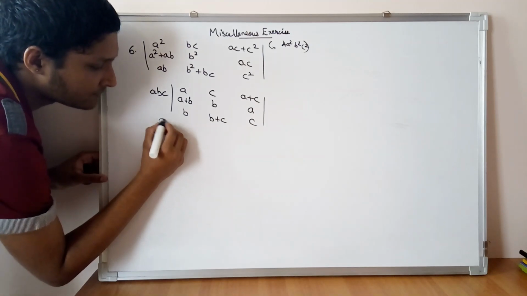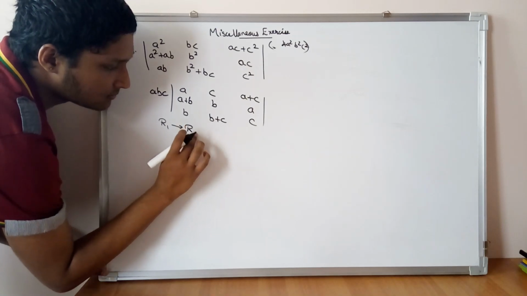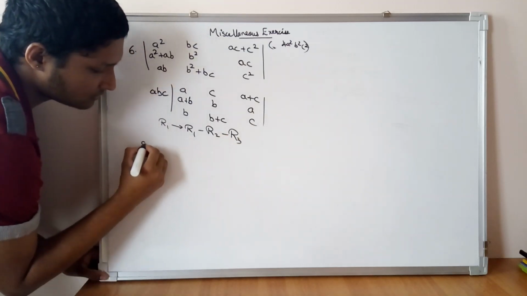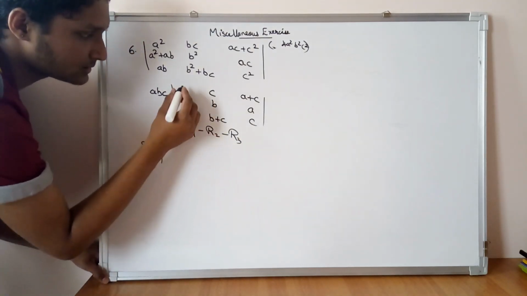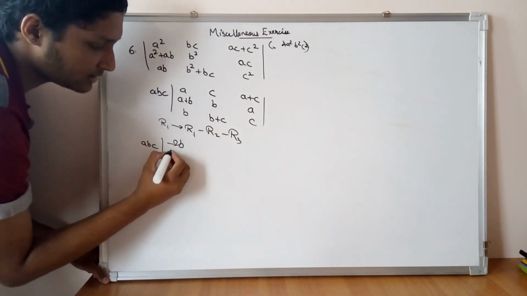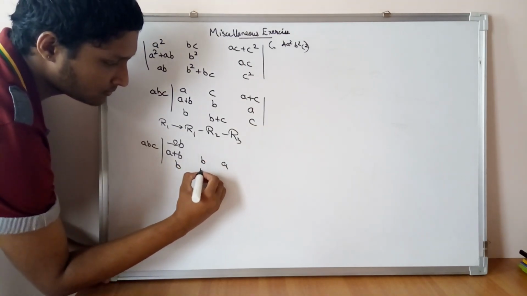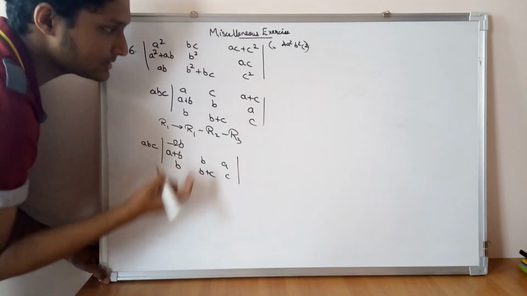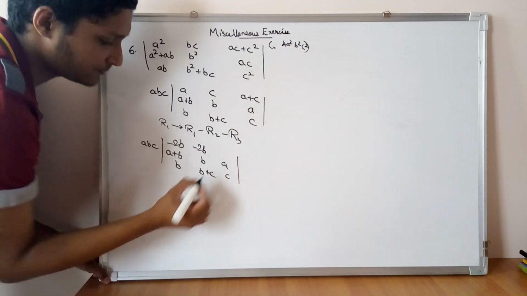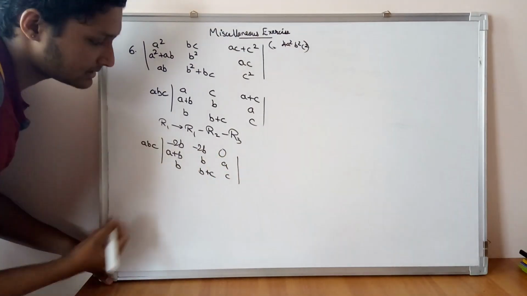So I'll take r1 becomes r1 minus r2 minus r3. Okay, so this becomes a minus b minus b, so it is minus 2b coming here. This side will remain as it is, b plus c, and c will remain as it is. So c minus b minus, so minus 2b is remaining here. Okay, 0 remains here. Okay, that's all about this one.